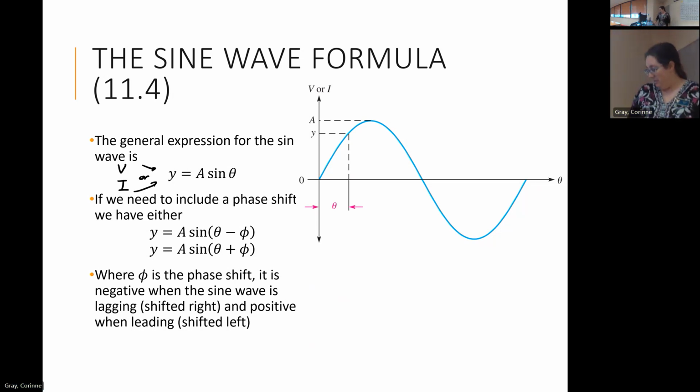Again, it will depend on what exactly we have or what we're given to determine the sine. So we will use theta minus phi when the sine wave is lagging, or when it's shifted to the right. We'll use theta plus phi when we are leading, or the wave is shifted to the left. So depending on what we have will determine if we're using negative or positive values.